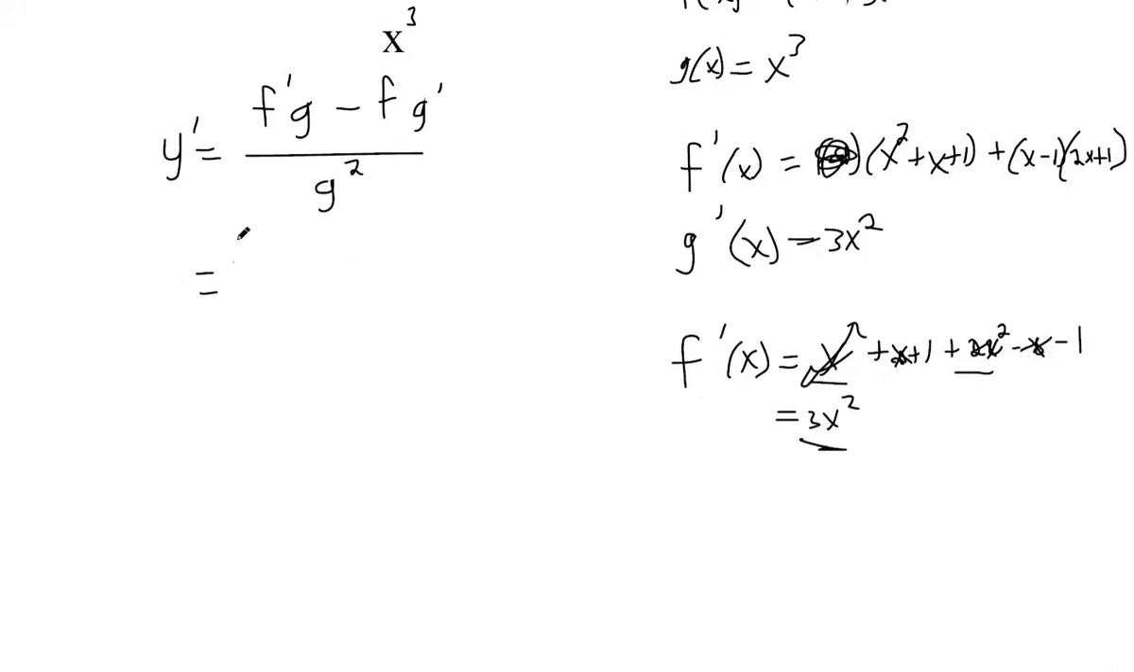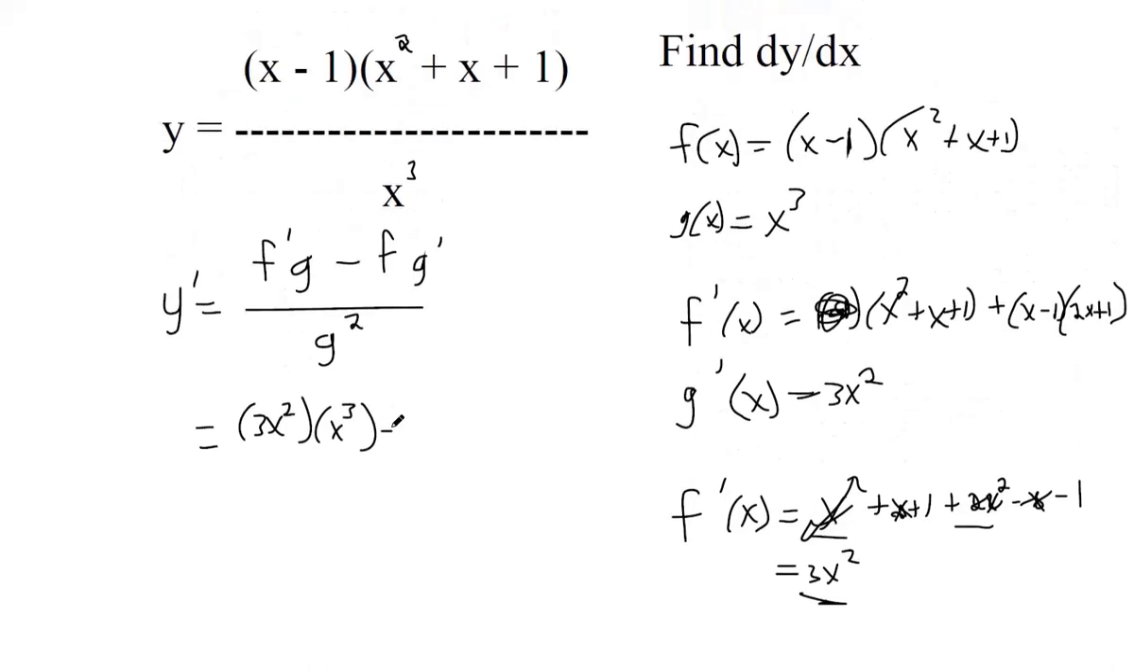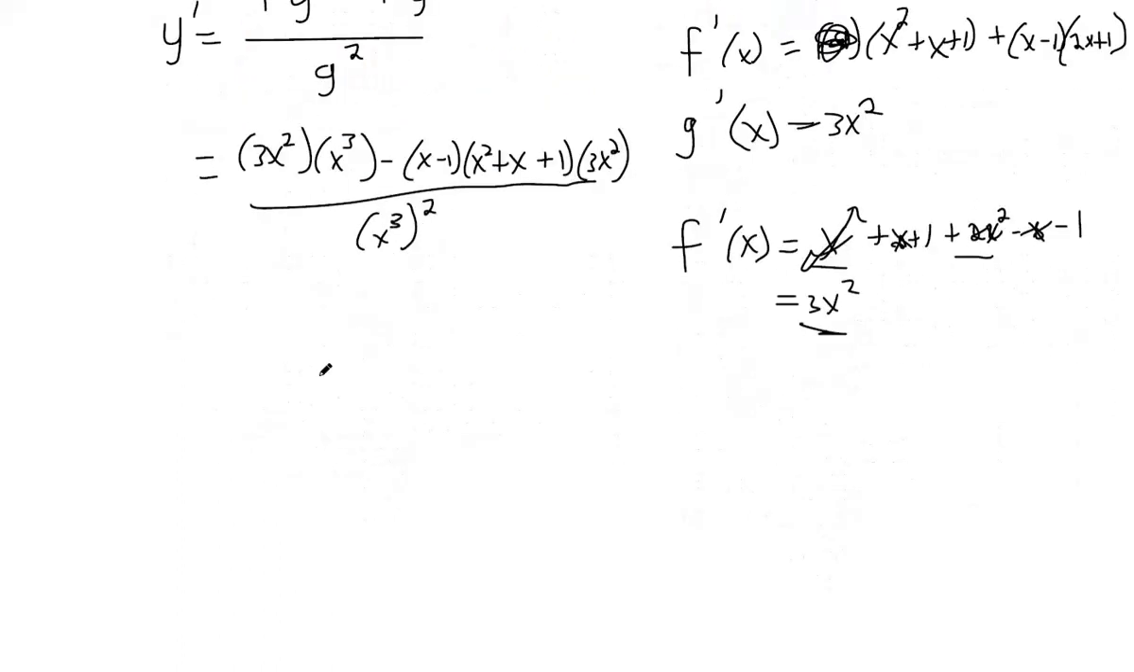So nice and simple. This is the derivative of f, and then we're supposed to multiply that by g kept the same, so that's x to the third. Minus the original f, which is kind of a monster, right? It's this whole thing. Times the derivative of g, which we found to be 3x squared. And then in the bottom of the quotient rule, it's the original g being squared. Okay, so it's x to the third being squared. Okay, and that's the derivative.